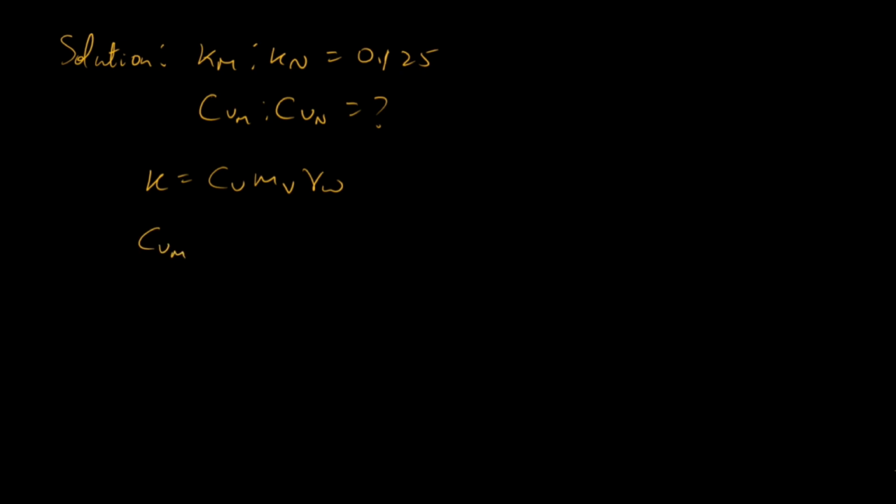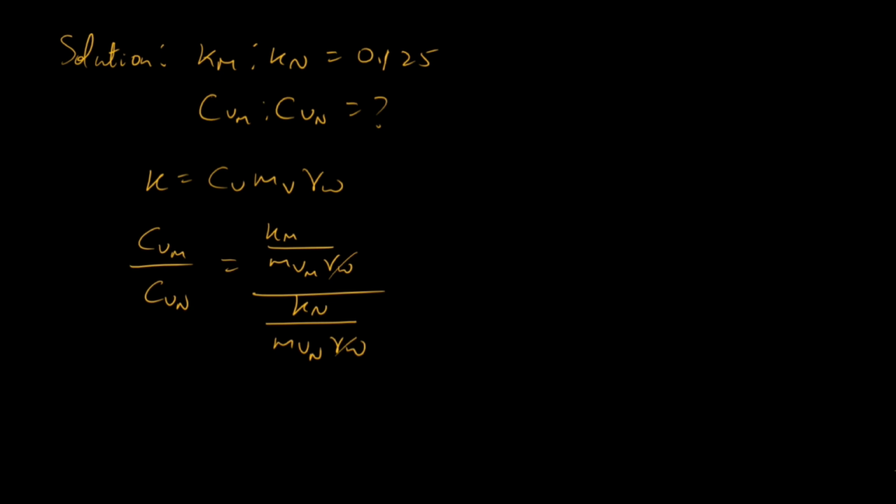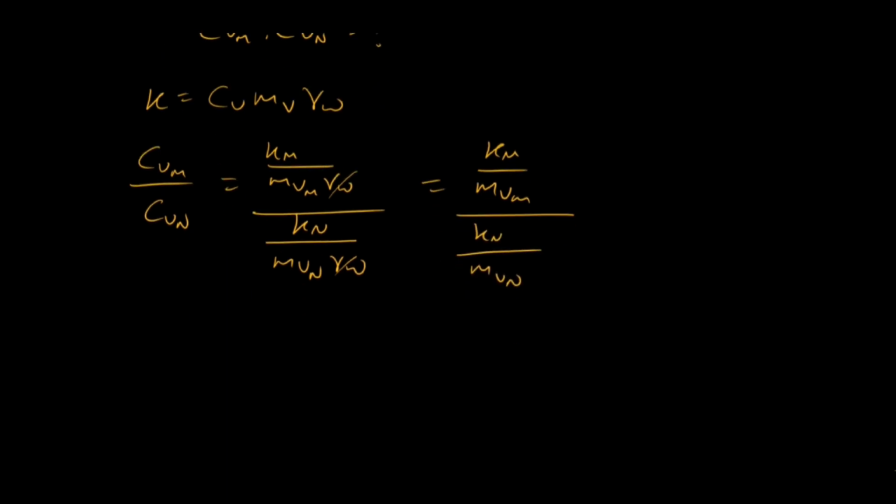So we need to find CVM by CVN, which is nothing but Km divided by MV of M gamma W, divided by Kn divided by MV of N gamma W. Gamma W and gamma W will get cancelled. So we get Km divided by MV of M, divided by Kn by MV of N.